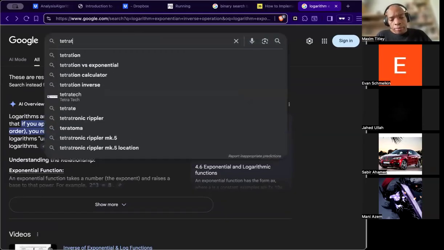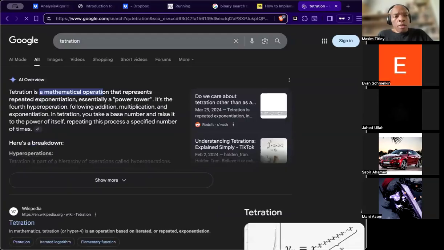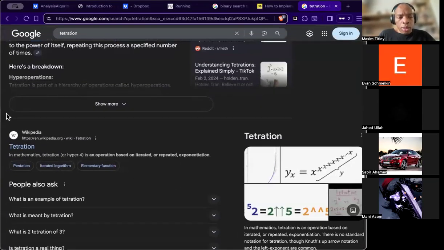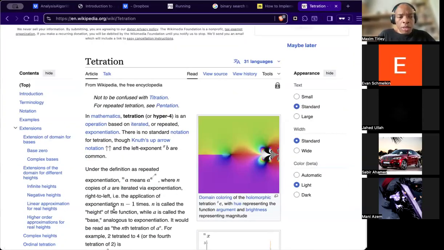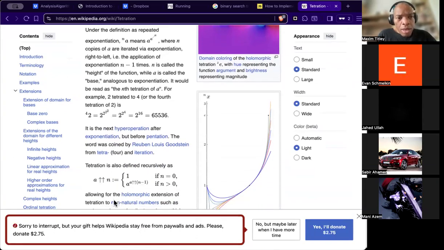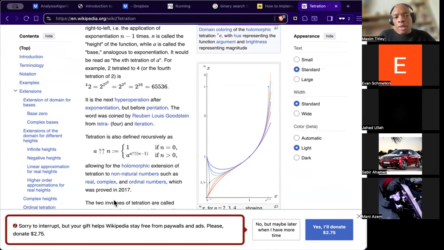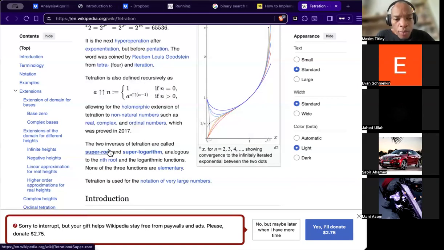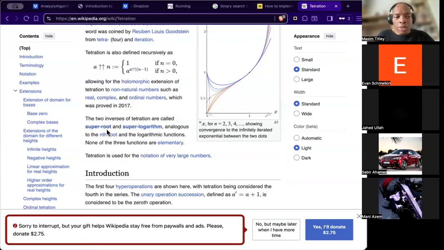This is just how operators and functions work in mathematics as you build up. So tetration, which is a repeated exponentiation, now has inverse functions as well. And somehow those operations no longer have the same relationship. We've moved beyond exponentiation, but we didn't get to the whole pentation level. That would be horrible. We don't want to think about that. However, the two inverses of tetration are called superroot and superlogarithm, analogous to the nth root and the logarithmic functions.